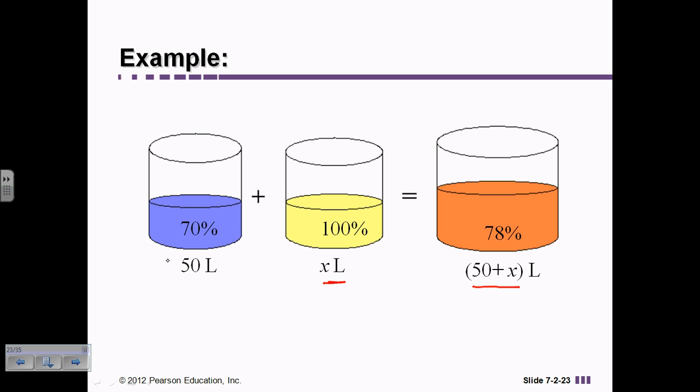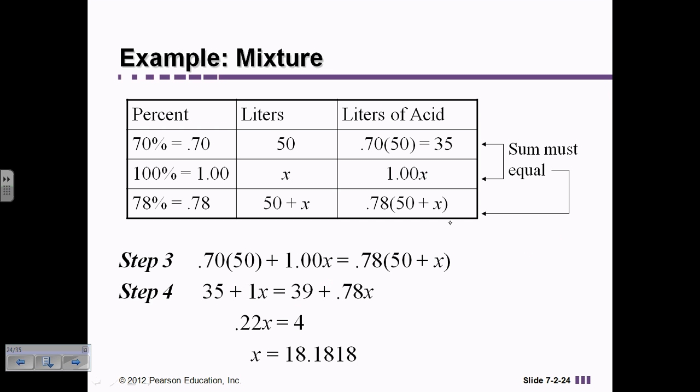So if we look at this and set it up, we're going to do 0.7 times 50 liters plus, remember, move our decimal place 2 places to the left, so 1.00 times x equals, I'm going to write this a little bit differently, 0.78 times (50 plus x). And there's my equation that I'm going to have to use. So here's that equation that we just talked about.